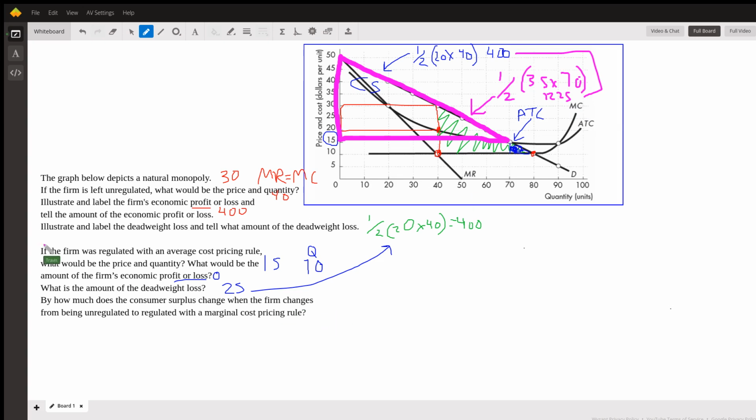So it's the difference between these two. So it would be 1,225 minus 400, 825. So the consumer surplus goes up by 825, and that's a natural monopoly analyzed graphically.